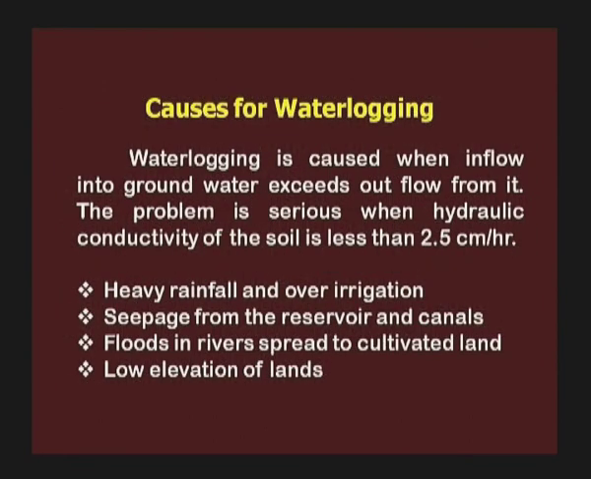Causes of waterlogging. Waterlogging is caused when inflow into groundwater exceeds outflow from it. The problem is serious when hydraulic conductivity of the soil is less than 2.5 cm per hour. Water logging is generally due to heavy rainfall and over irrigation, seepage from the reservoir and canals, floods in rivers spread to cultivated land, and low elevation of lands.